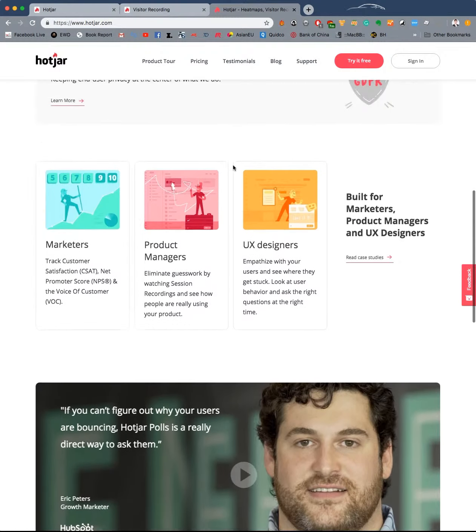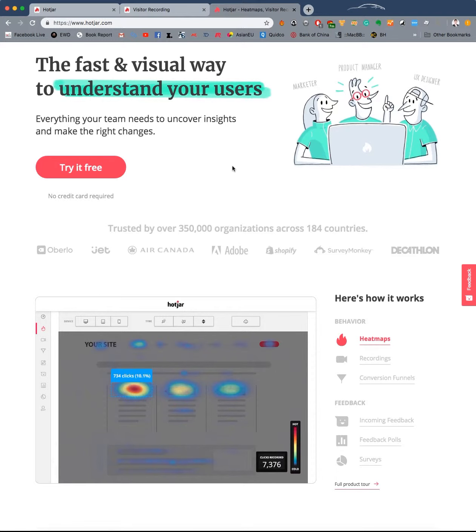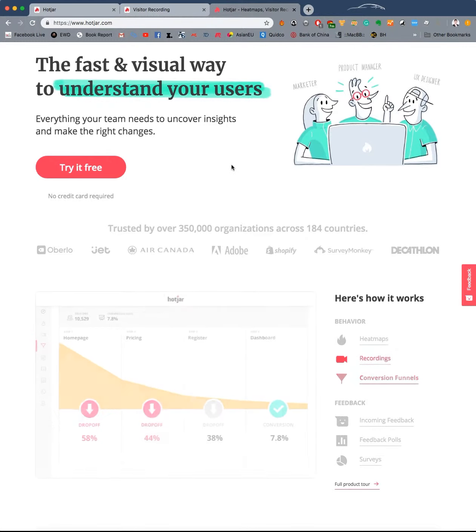So this is a huge insight in terms of your user behavior on your website, and why it's a must if you want to improve on your website conversions. You need to know how they behave on your website.